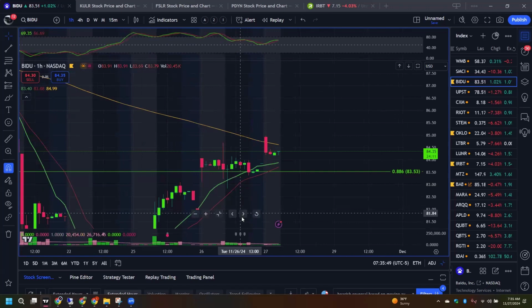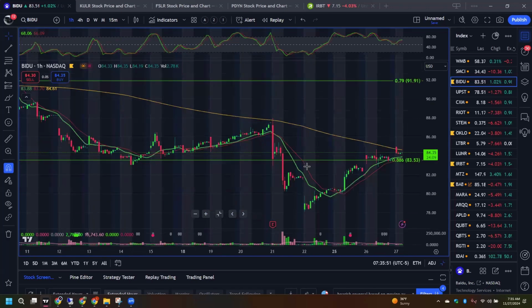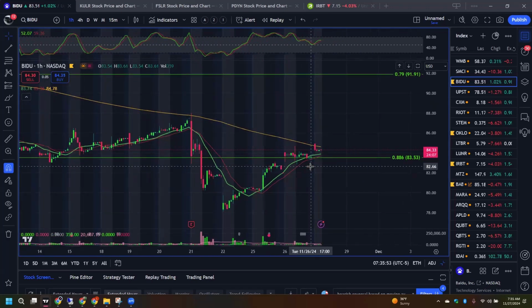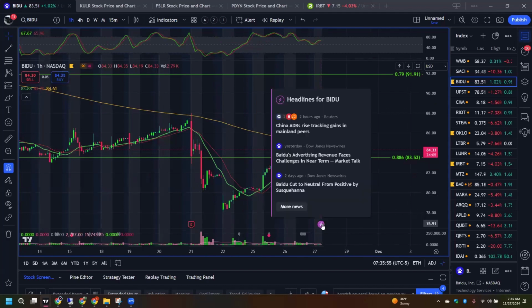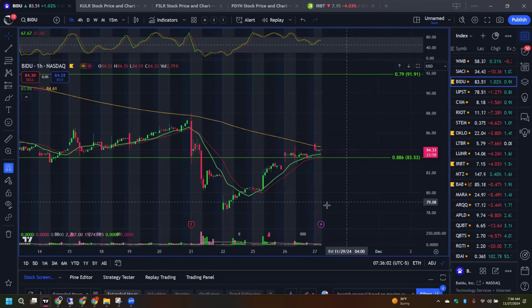If it is able to do that, which I fully expect that it will, haven't looked at any of the news yet. Okay, that's positive. That's pretty positive. I haven't looked at any of the news yet, but I fully expect it to take this out.